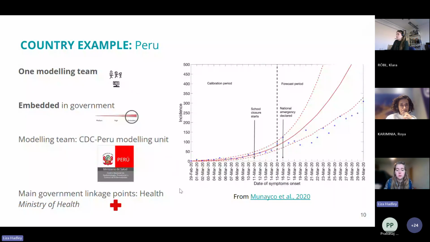Okay, slightly different example, Peru. So this is a plot I've taken from the literature. So in Peru, they had one modeling team, this time embedded in government. So modelers were part of the CDC Peru modeling unit. And again, main government linkage points were health with the Ministry of Health.